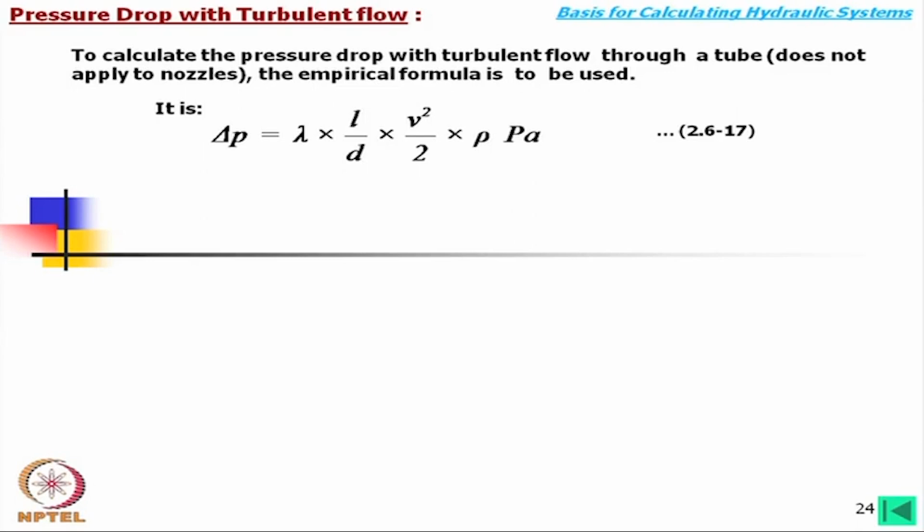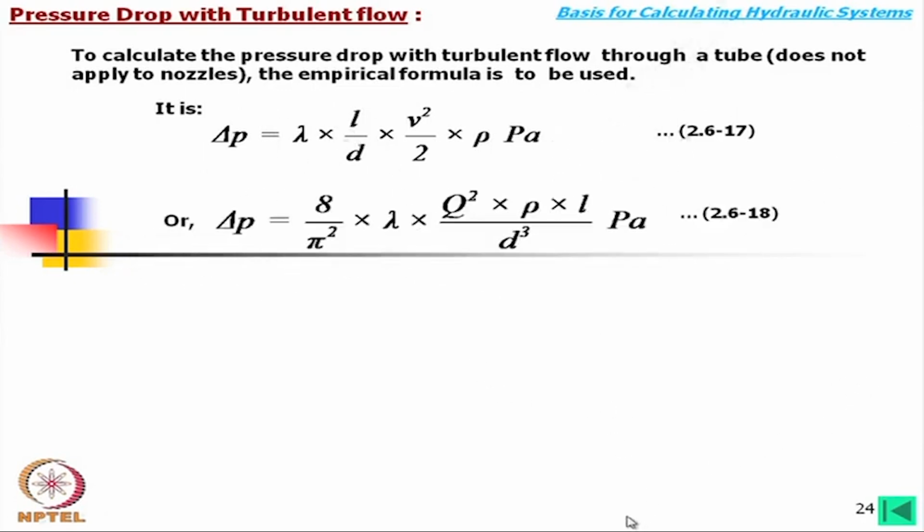which of course we should not apply for the nozzle, the empirical formula is to be used. Now, it is delta P is equal to lambda L by D, v square by 2 into rho. That means we have to use this lambda factor there. Now, obviously, if we use it in terms of flow rate, then this is converted, because flow rate by area gives this velocity.